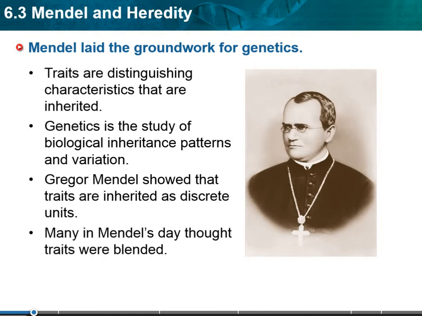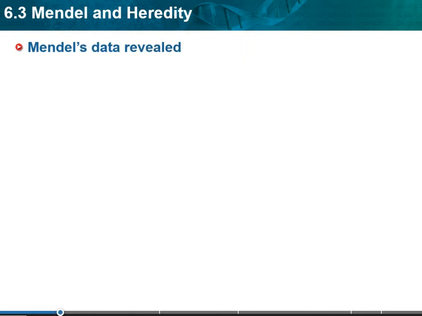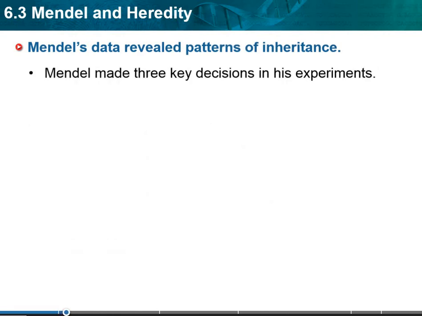Many in Mendel's day thought that traits were blended, so you would always see a mix from the two parents that were involved. So it was something unique that he ended up being able to figure out and show that it was not that case. Mendel's data ended up revealing patterns of inheritance. So those units of traits that we were talking about, we refer to those as genes now.